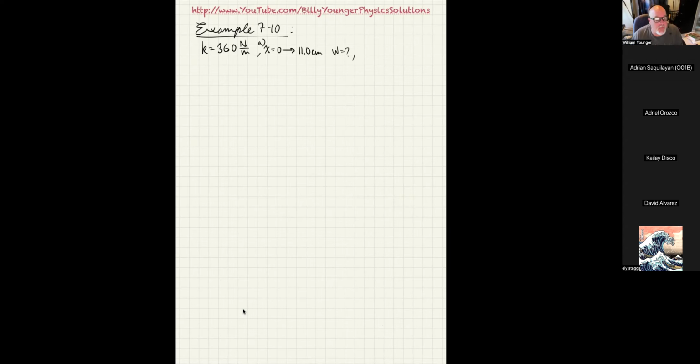And then they say in part B, if a 1.85 kilogram block is placed against the compressed spring and the spring is released, what will be the speed of the block when it separates from the spring at x equals 0? So in this case, we have m equals 1.85 kilograms. So this is a 3 sig fig number. That's kind of helpful. And they're imagining putting it against the compressed spring and then letting it go.